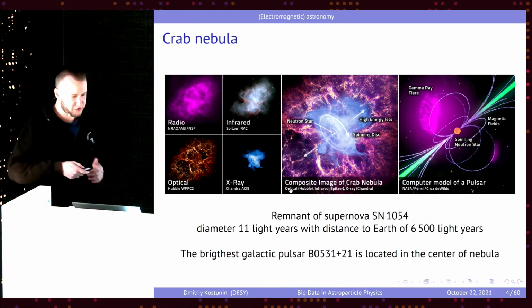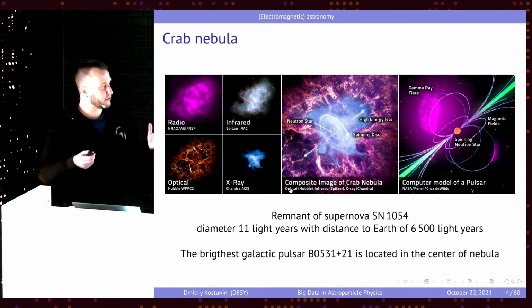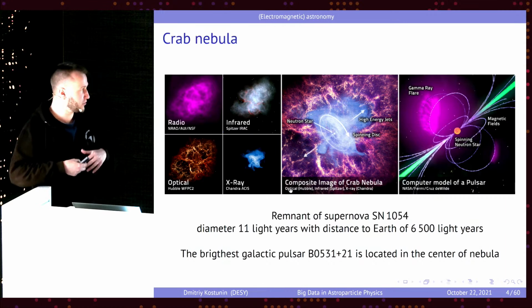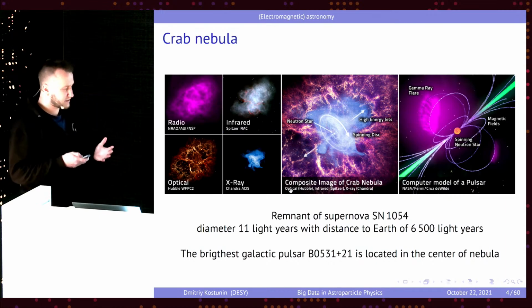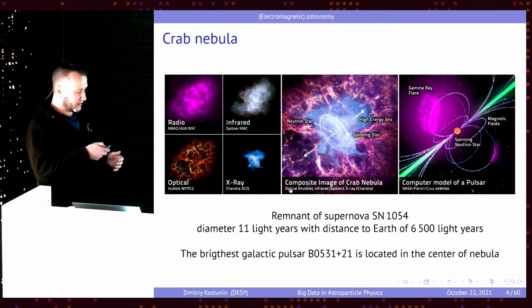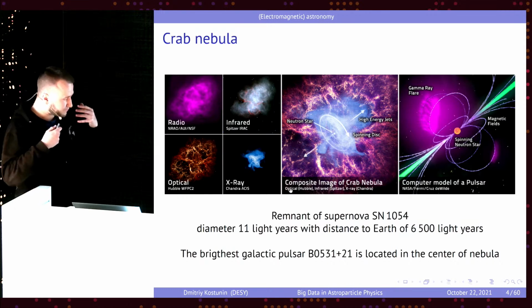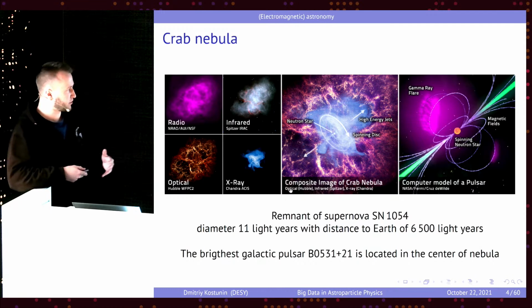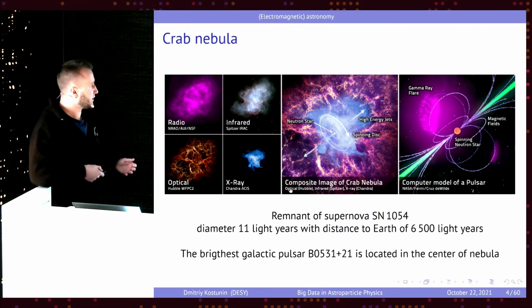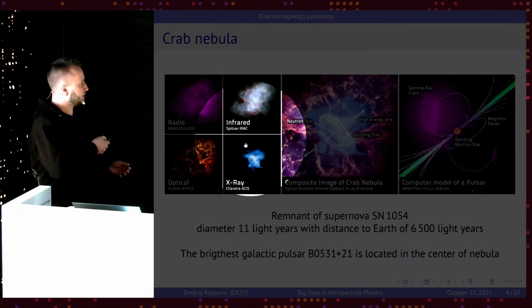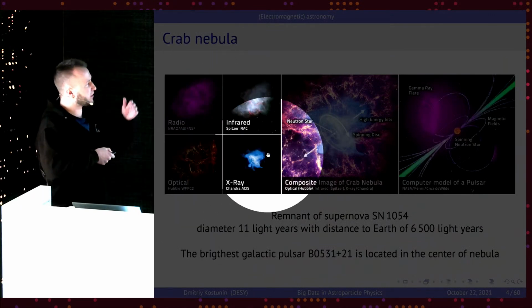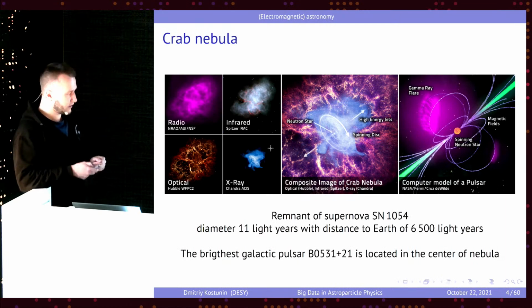So first is electromagnetic astronomy. Why do we say electromagnetic? You know that photons or gamma quanta have different wavelengths and frequencies, and in principle we can make an image or a plot of every astronomical object using different wavelengths. Here you can see the very famous Crab Nebula.